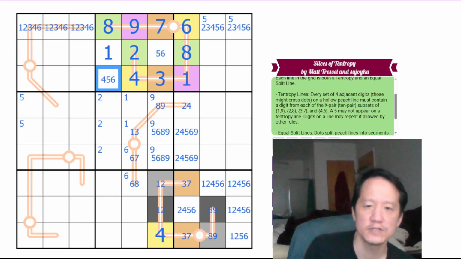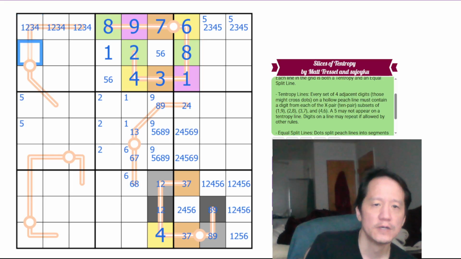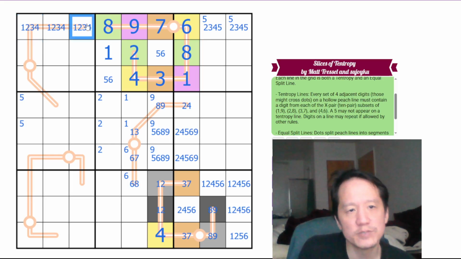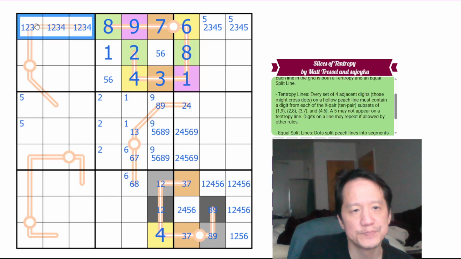This 4 means this can't be 4. One of these is a 6 again. This is 4, this is 6. So this cannot be 6 here. This cannot be 6 here. The 2 has to be one of these 3 digits.